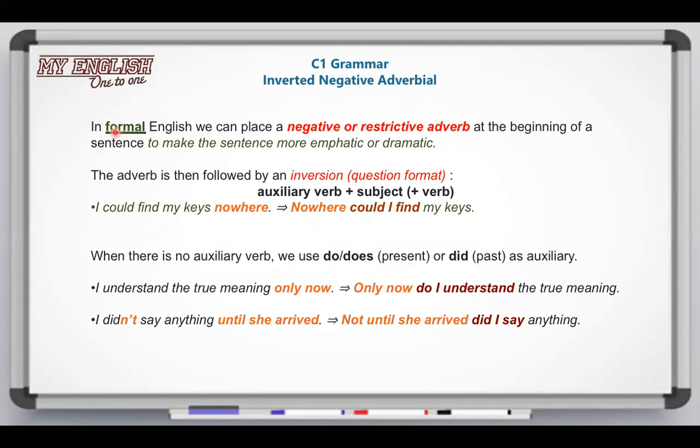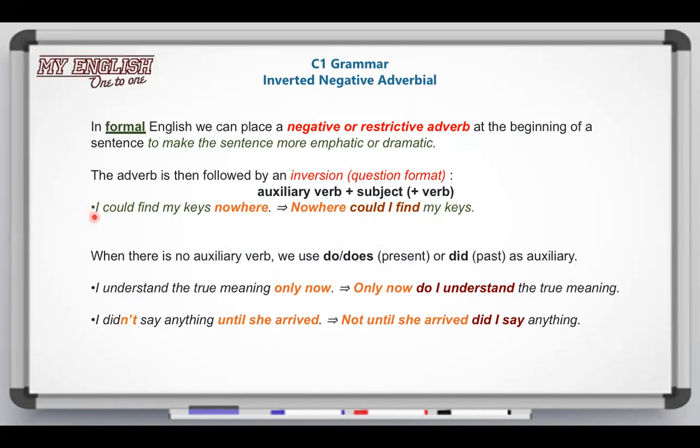All right. So why do we do this? It is important to make the sentence more emphatic or dramatic, to add emphasis or drama to a particular sentence. So the adverb is then followed by an inversion. What is an inversion? It's a sentence in the question format, which means auxiliary verb plus a subject plus a verb. All right, question format. Now this is very important. This will have this question format, but it is not a question. All right, so let's see some examples.